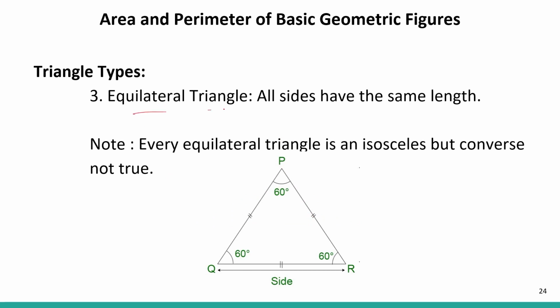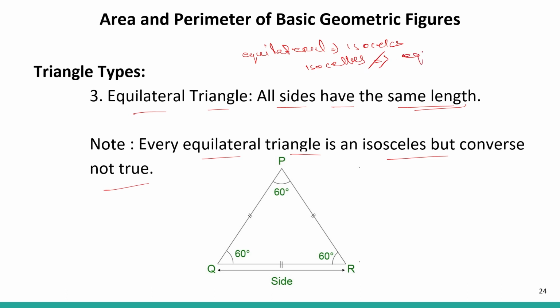So let's see the third kind of triangle, that is an equilateral triangle. So what is an equilateral triangle? All the sides have the same length. Note that every equilateral triangle is an isosceles triangle, but the converse is not true. So equilateral implies isosceles, but isosceles does not imply equilateral.